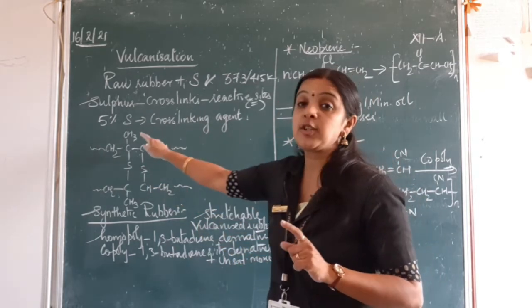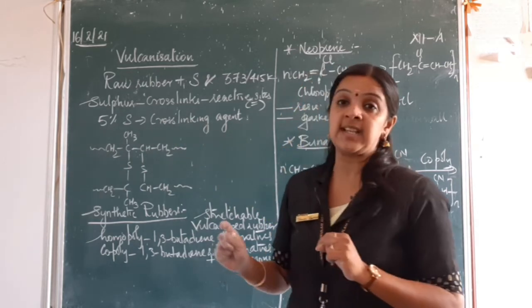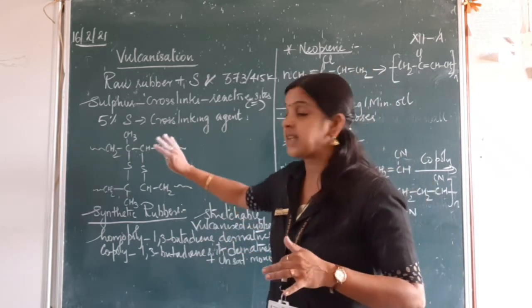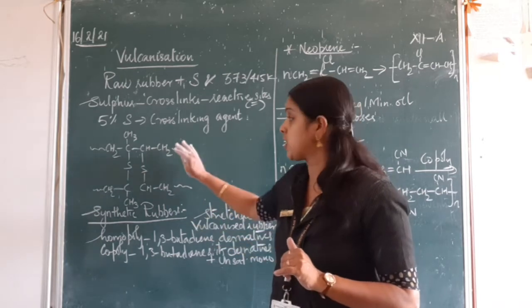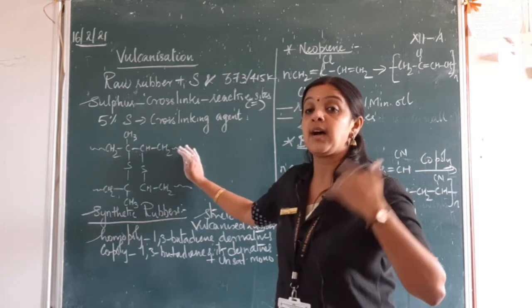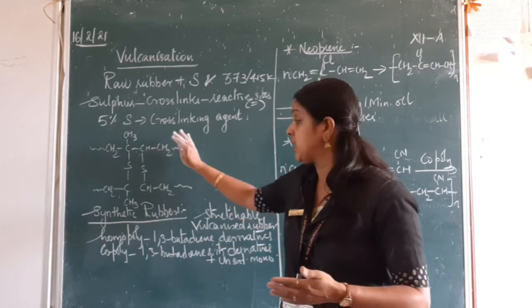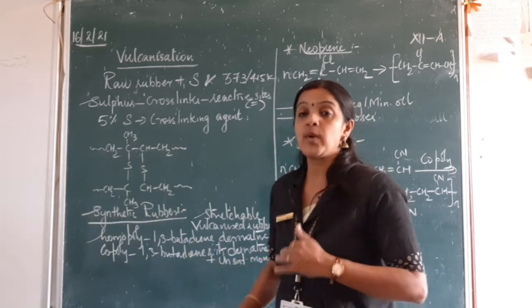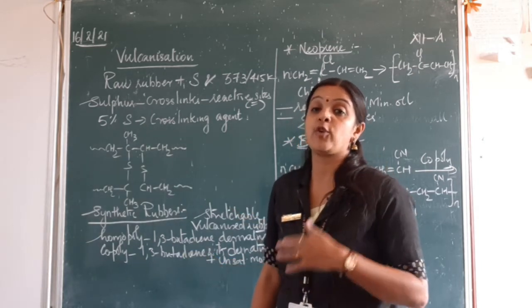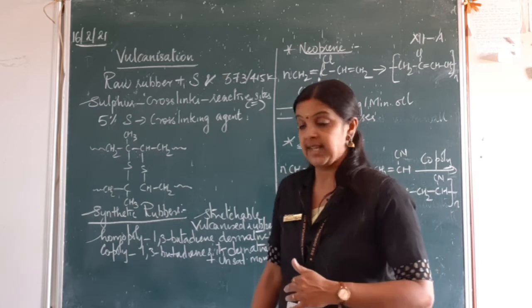So, 5% of sulfur is used as a cross linking agent, and after vulcanization the rubber looks like this. The structure of natural rubber after the process of vulcanization will be like this. So, this vulcanized rubber can be used for various purposes in the industry.